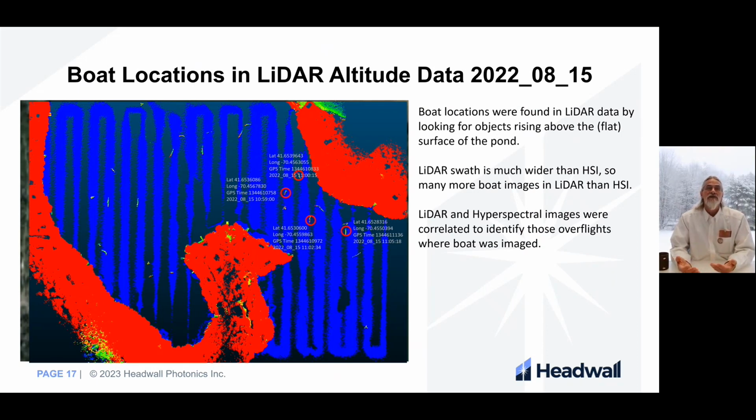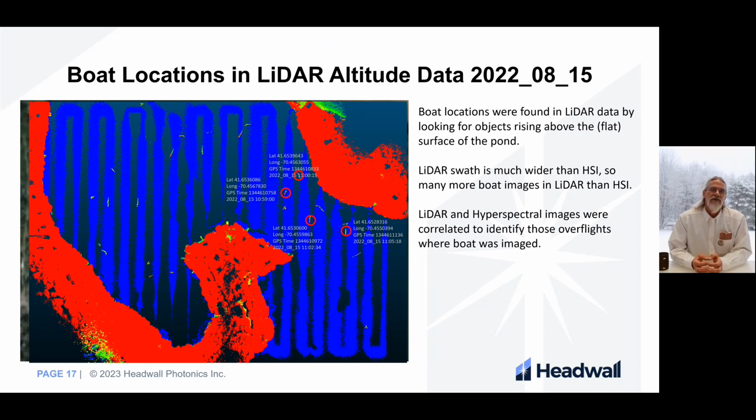Well, the boat is on top of the water. The water is flat, and so anything that sticks up above the water can be seen in the LiDAR point cloud. All of these little things that look like little worms in our images. On top of that, you can see sort of a grid pattern where we went back and forth, north and south, and north and south and north and south. And you can see there the path of the aircraft.